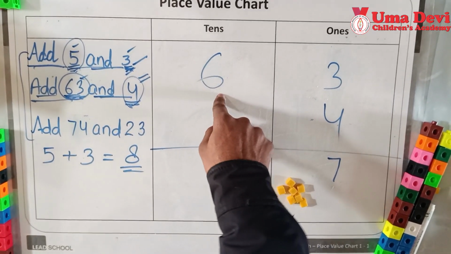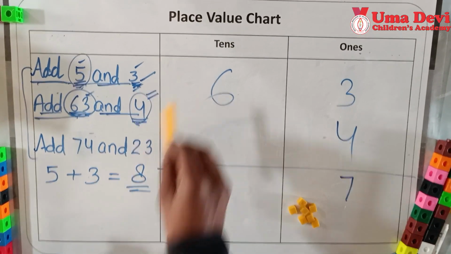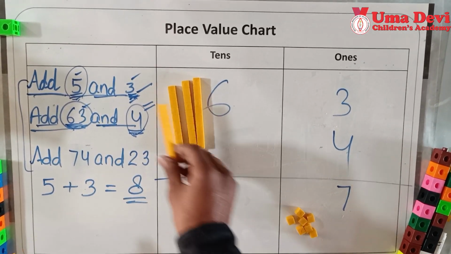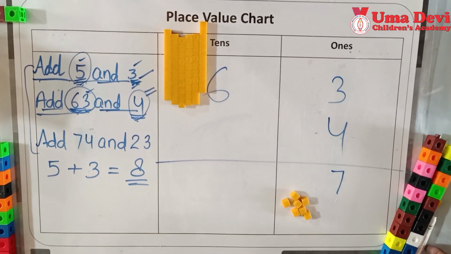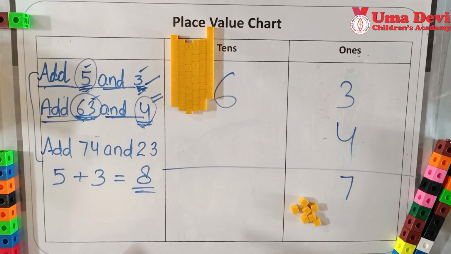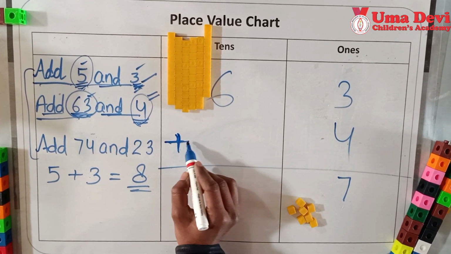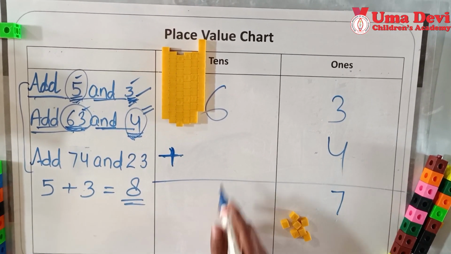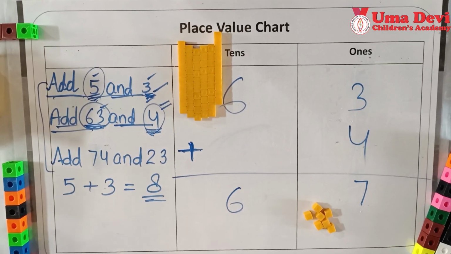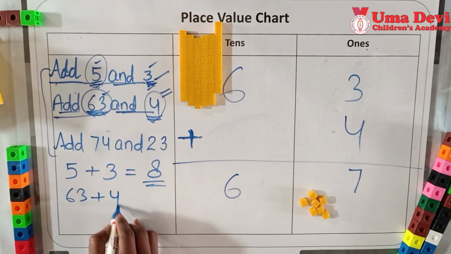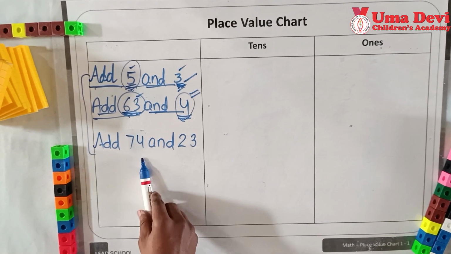Okay. Now come at this. This is 6. What 6? 6 tens. So I will take tens block here: 1, 2, 3, 4, 5 and 6. Okay. Is there any number written here? There is no number, isn't it? Yes. So we have to add, means there is nothing. So now we will put 6. Means when we add 63 and 4, we will get 67.